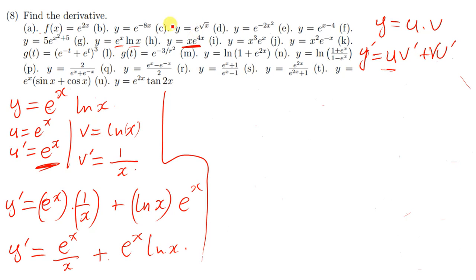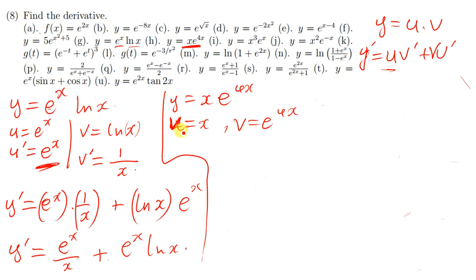We have two functions that are multiplying themselves there. So we have the main function, which is y is equal to x e to the power 4x. So to find y prime, we need to identify your u and your v.